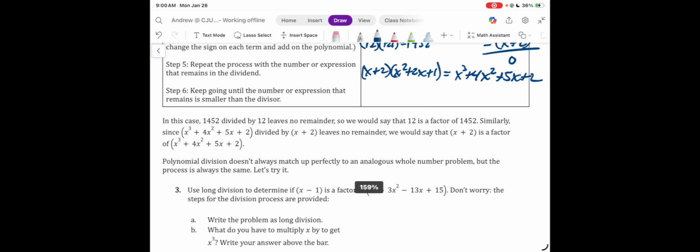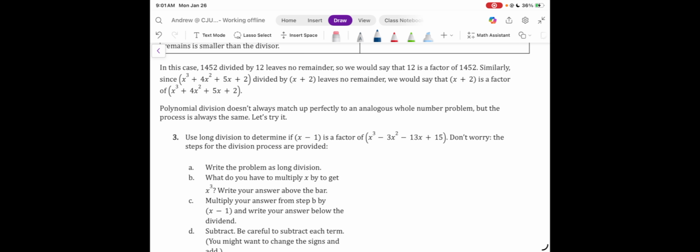Well, what if it doesn't equal 0? Okay, so picking up again in the lesson, we have no remainder. So right here, that means that the number is a factor. 12 is a factor of 1452. And so x plus 2 in the same way is a factor of x cubed plus 4x squared plus 5x plus 2. Polynomial division doesn't always match up perfectly to whole numbers in division, but the process is the same.